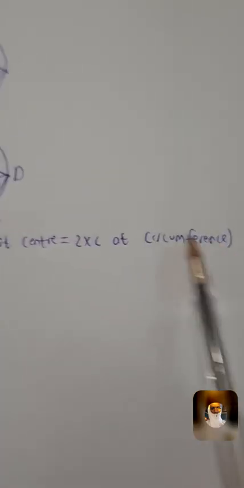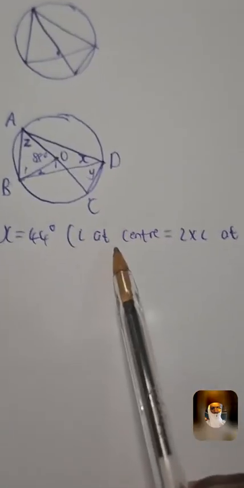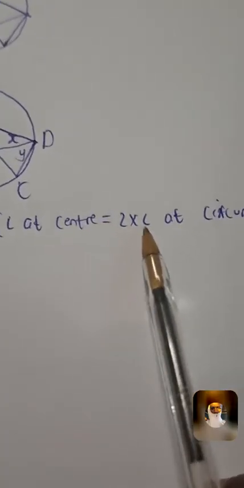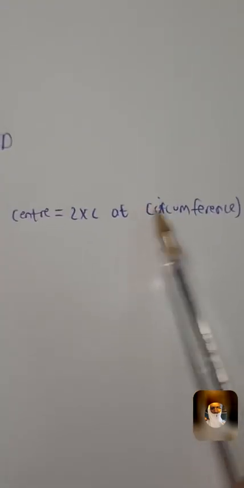Right. Just as long as we make sure we write that reason according to the acceptable reasons that we have, that is safe. Okay. Angle at center equal to 2 times angle at circumference. X is equal to 44. So I can be awarded my marks. Statement is correct. Reason 100% correct.